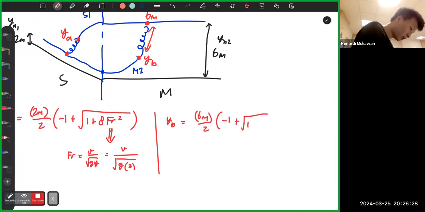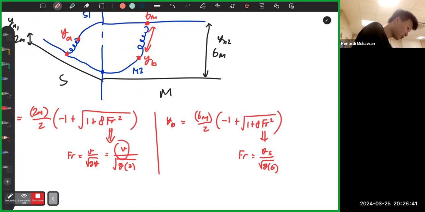-1 plus square root of 1 plus 8 Froude number squared. But this time the Froude number, you use V divided by square root of g times y. And the V, actually, this one is V of the mild slope. This one is V of the steep slope.